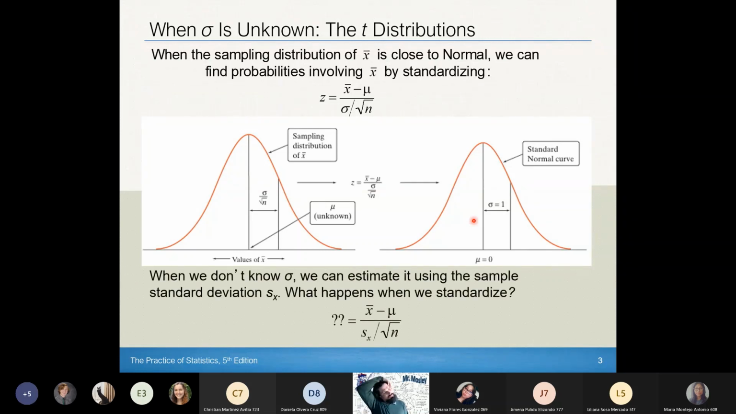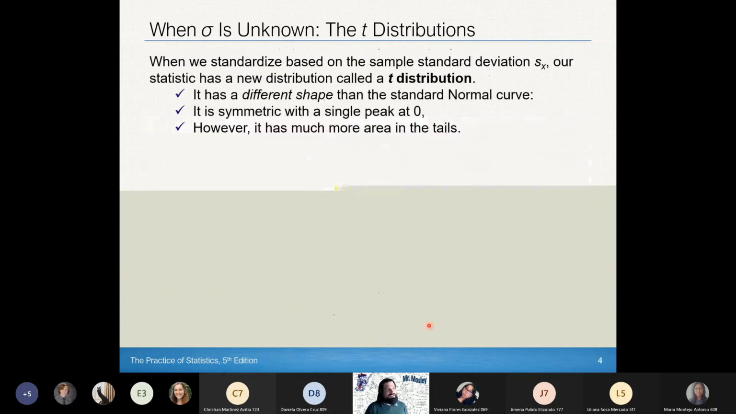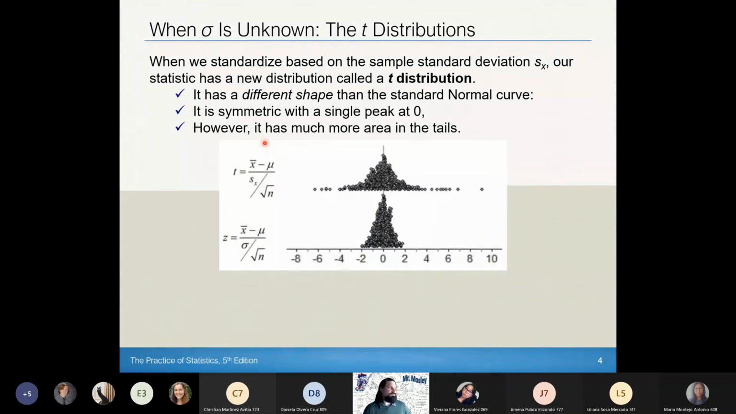When we don't know sigma, we can estimate it using the sample standard deviation s sub x. However, what happens when we standardize and we're not using sigma? We're using the sample standard deviation. That gets us to a new distribution, a t-distribution. And this has a different shape than the standard normal curve. However, it is still symmetric with a single peak at 0, but it has more area in the tails. It's more spread out.